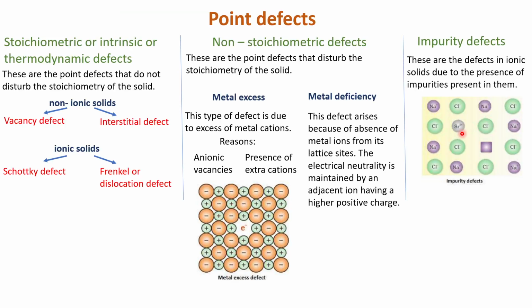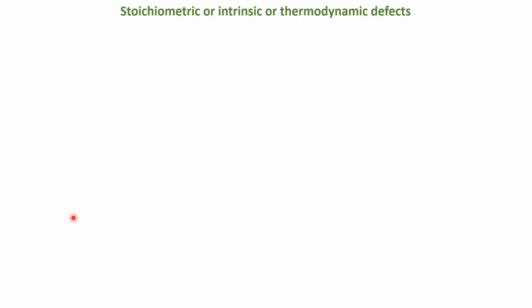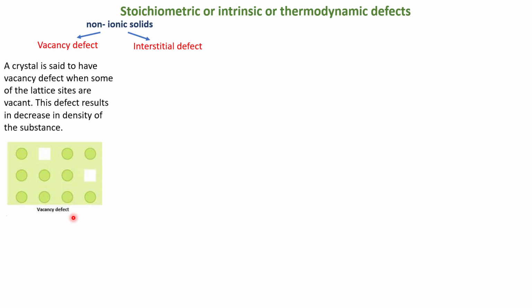Talking about the details of stoichiometric defects, I told you there are four types. We'll discuss that in detail. Stoichiometric, intrinsic or thermodynamic defects, for non-ionic solids, are those where the stoichiometry of the molecules is not disturbed. This includes vacancy defect and interstitial defect.